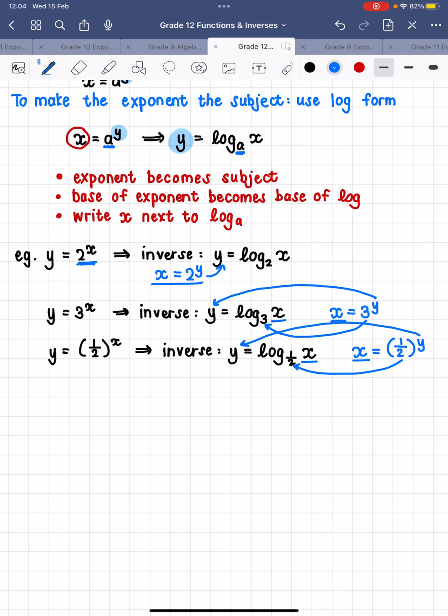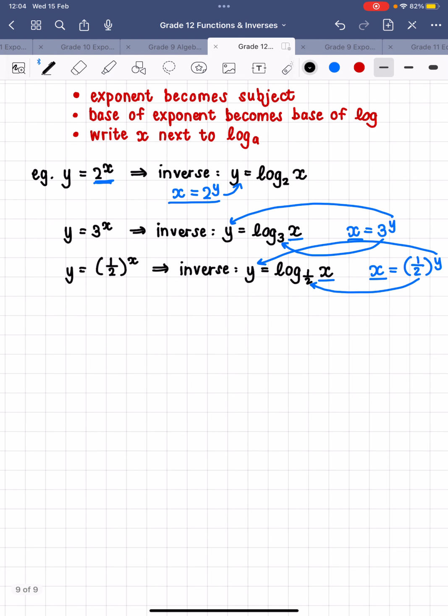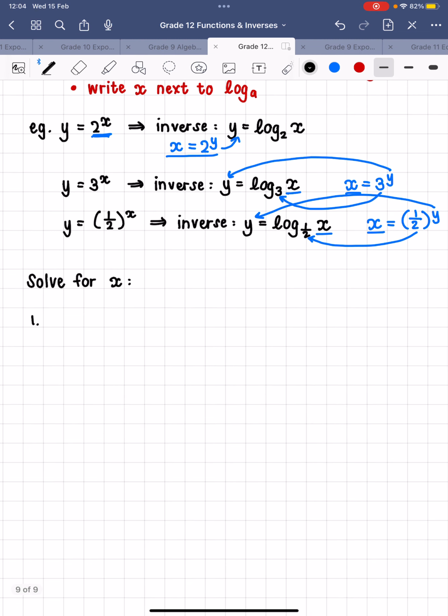Okay, now grade 12s, this is going to become quite useful for us because we are now going to be able to solve exponential equations that we might not have been able to solve previously. Say the instruction says, solve for x. Now I'm first going to do an example that we don't need to use logs for so that you can see what I'm comparing it to.